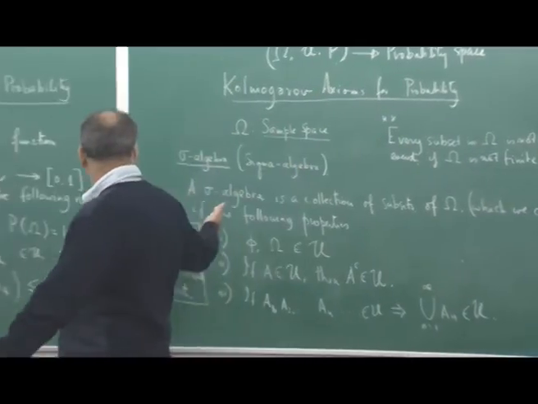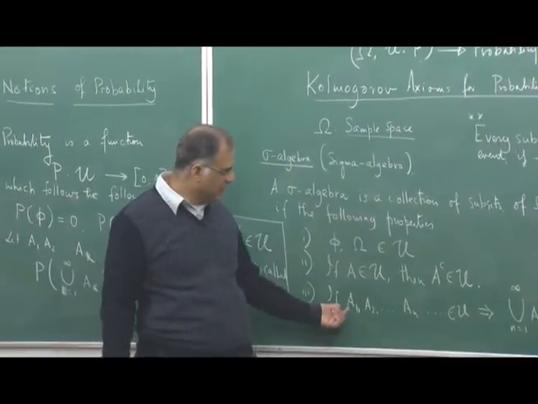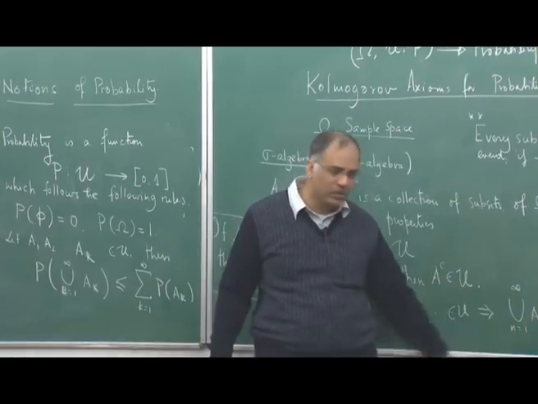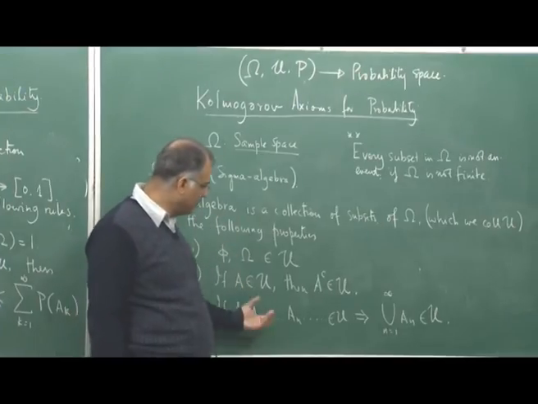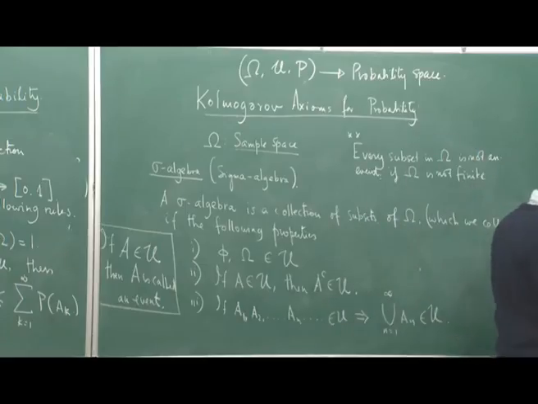See the term sigma algebra, why is it called sigma algebra? Because if I just had a finite number of events, then we would have called it just an algebra. It is called a sigma algebra because we are talking about a countable collection. That is why the term sigma is used, in some sense an infinite sum.